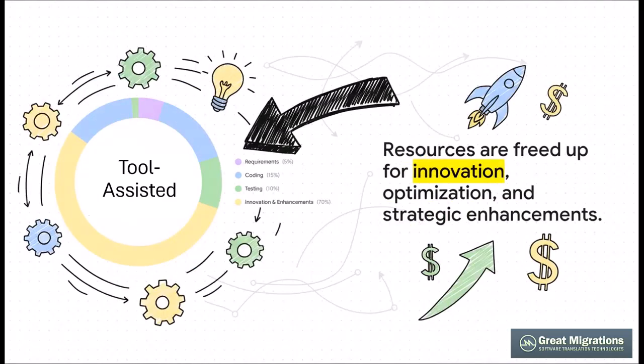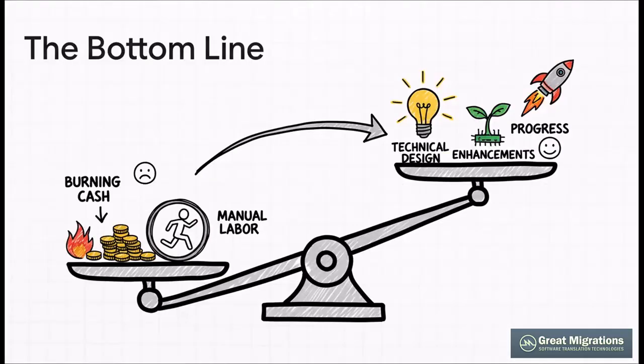Okay, now contrast that with the tool-assisted budget. The costs for requirements, coding, and testing just plummet. And then look at that huge new slice that appears. A whopping 70% of your budget is now freed up for what actually matters: innovation, optimization, and real strategic enhancements. So what's the bottom line here? It's pretty simple, really. You deliver a much better upgrade using fewer resources. You stop burning cash on all that tedious manual labor, and you start investing in smart technical design and new features that are actually going to drive your business forward.